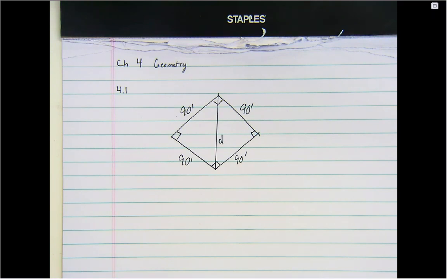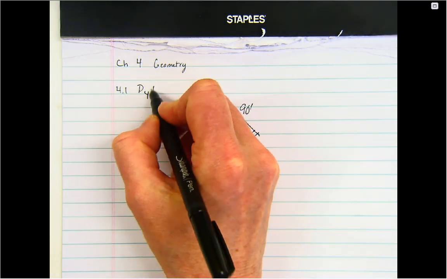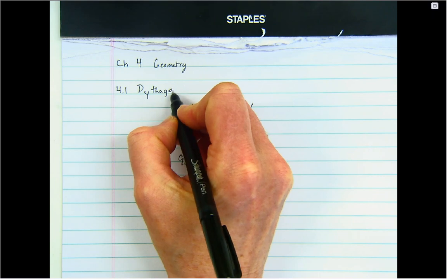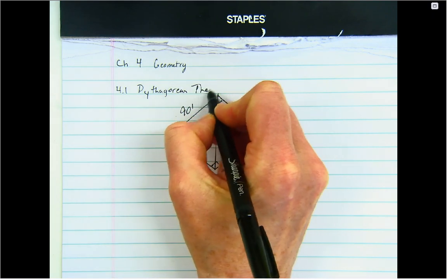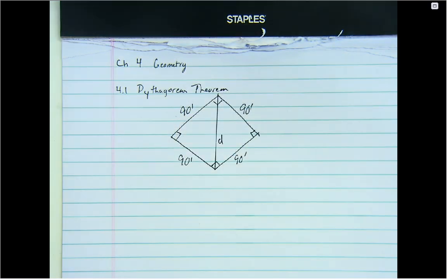So what can we do to figure out what that distance is? Anyone remember your geometry? Yes? It is the Pythagorean theorem. Good. In fact, that's the title of this section. The Pythagorean theorem. So who remembers what the Pythagorean theorem says?